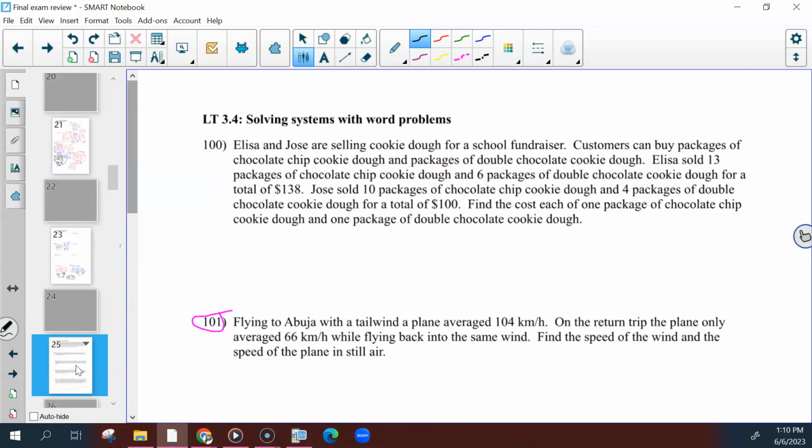So last thing in Unit 3, solving word problems, systems of word problems. So which of those do we want to see you go over, have questions about?